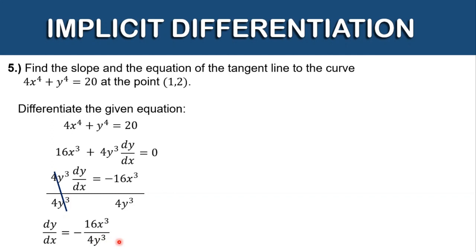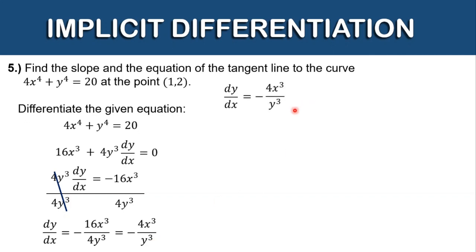So pwede natin itong i-lowest term. So yung 16 can be divided by 4. So we have negative 4x cubed over y cubed. And ito yung magiging slope ng ating tangent line. But since we have a given point, we can substitute this to our x and y.